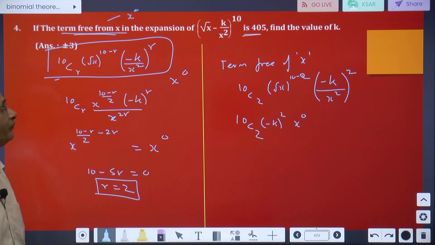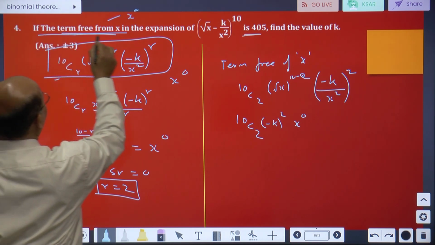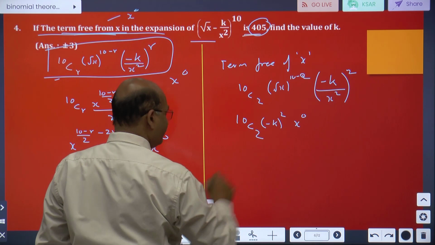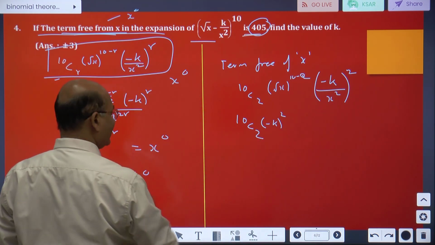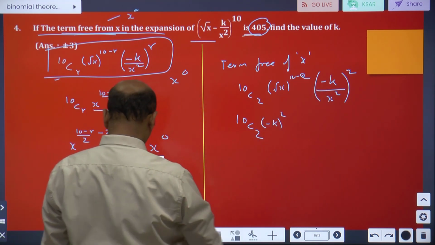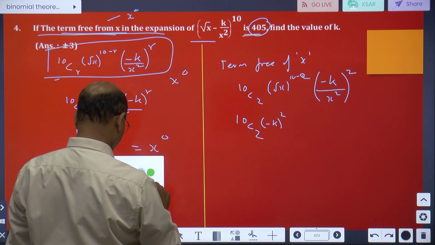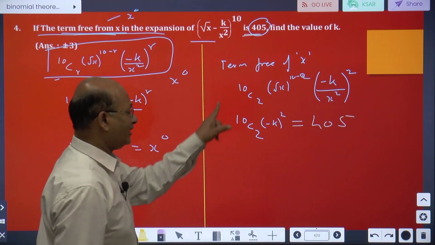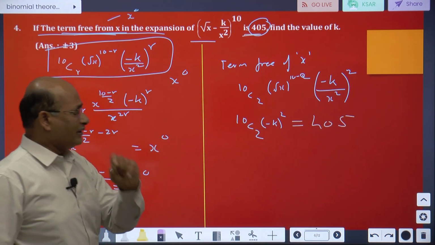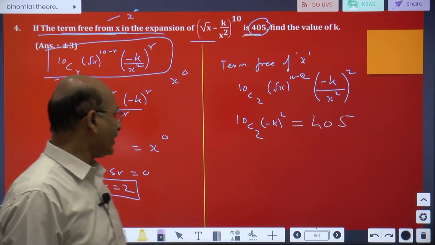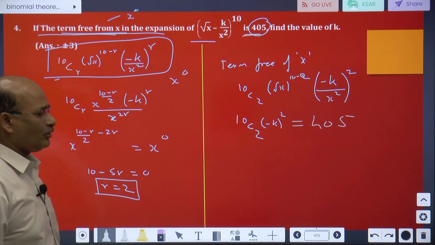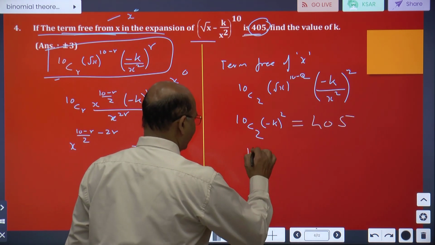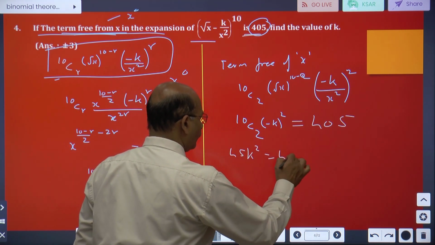X raised to 0. What are they telling? The term free from x in the expansion of this is 405. Meaning, this value is the term where there is no x. This value is 405. This is the term, right? Can anybody tell me what is the value of 10C2 quickly? 45, right. So k square times 45 is equal to 405.